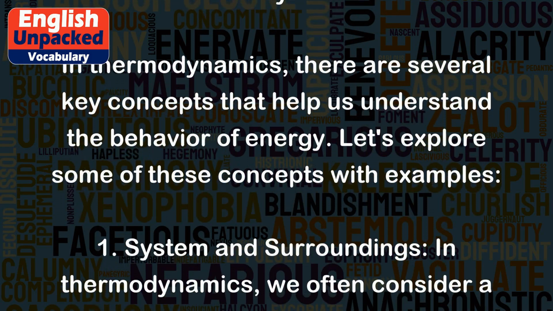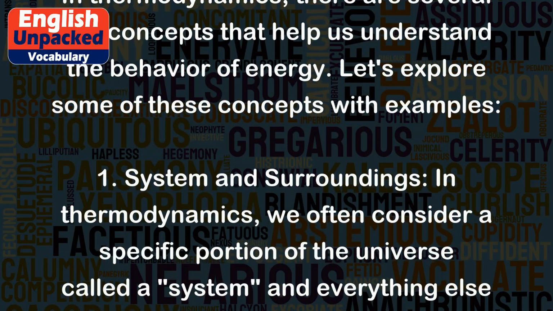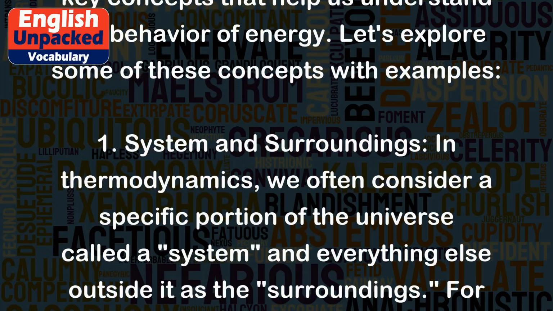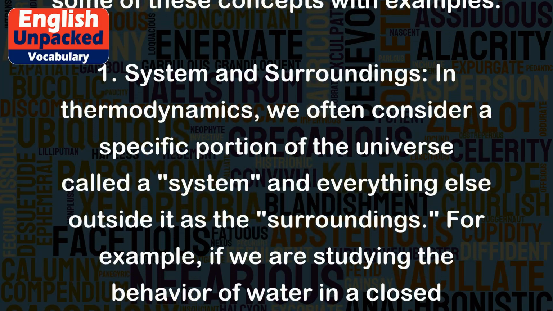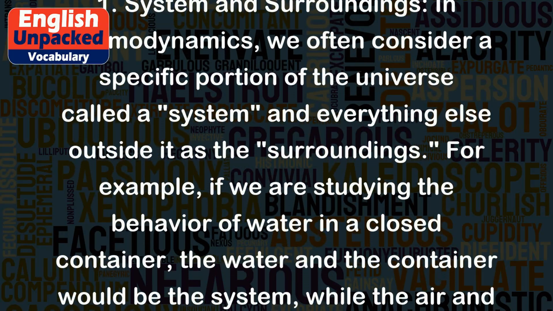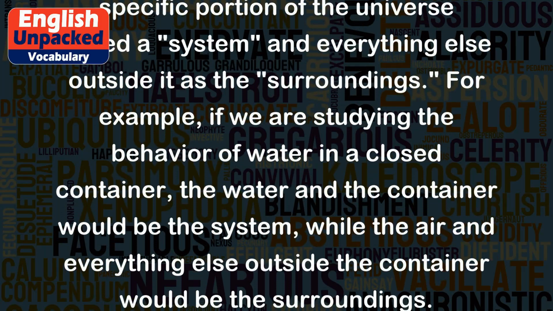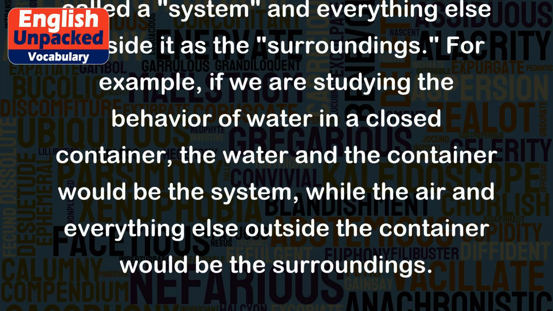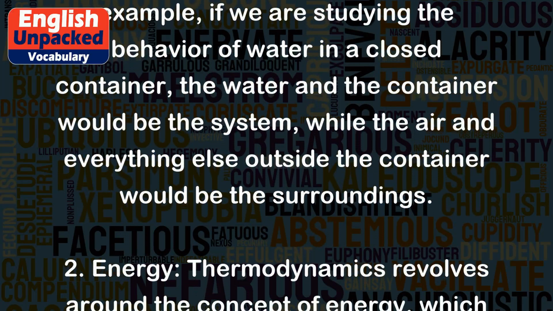1. System and surroundings. In thermodynamics, we often consider a specific portion of the universe called a system, and everything else outside it as the surroundings. For example, if we are studying the behavior of water in a closed container, the water and the container would be the system, while the air and everything else outside the container would be the surroundings.